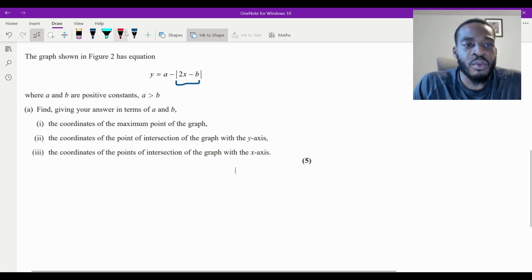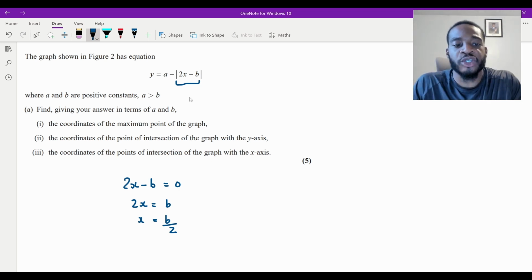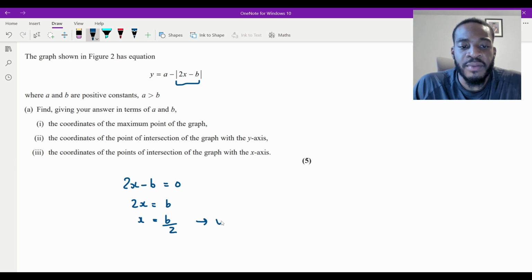So I'm going to make 2x minus b equal to 0. So 2x minus b is going to equal 0. That means 2x is going to equal b. That means that x is just going to equal b over 2. Now I know what x is at that point. I plug x back into my original formula. Now that's just going to give me a, isn't it? Because this is going to be 0. But just for completeness, I'll do it anyway. I'm going to say y is going to equal a minus the modulus of 2 lots of x, which is b over 2 at that point, minus b.